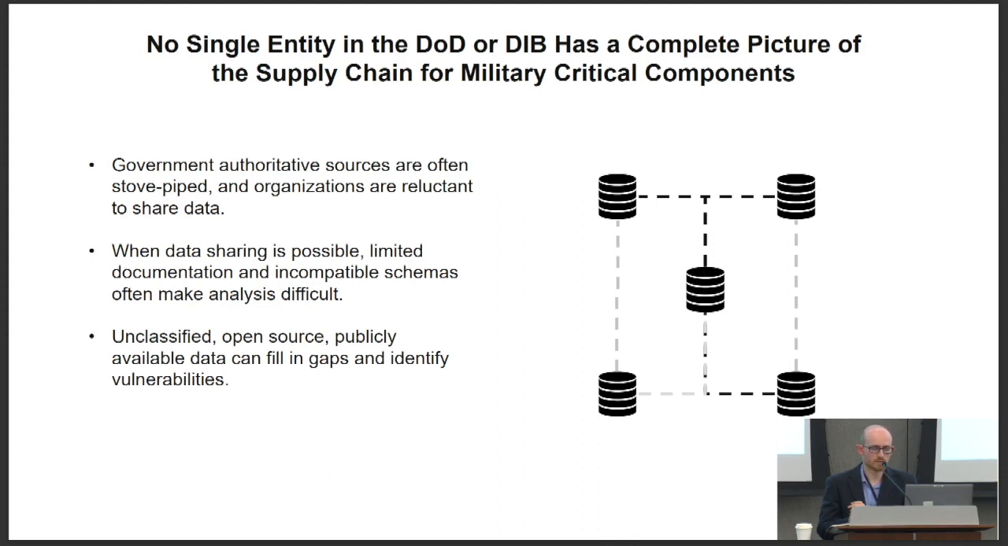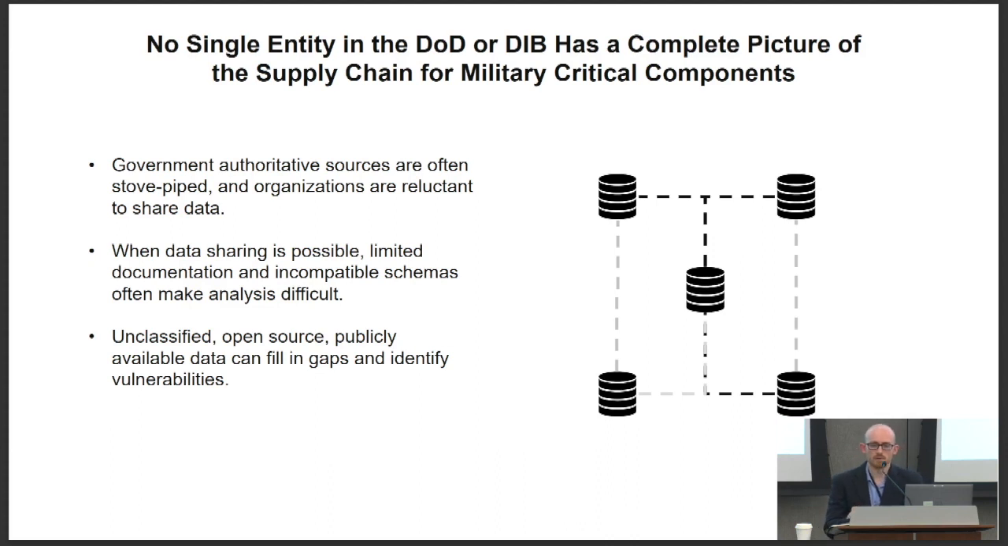Government authoritative data sources are sometimes difficult to access. The word stovepipe gets used fairly often. And in many cases, access is limited for a good reason, for security considerations, classification considerations, etc. And even when data sharing is possible, even within the department, there are often barriers such as limited documentation, schema incompatibilities, refresh issues. Sometimes data sources can be connected fairly well. Other times they can be connected somewhat well, and other times not at all.